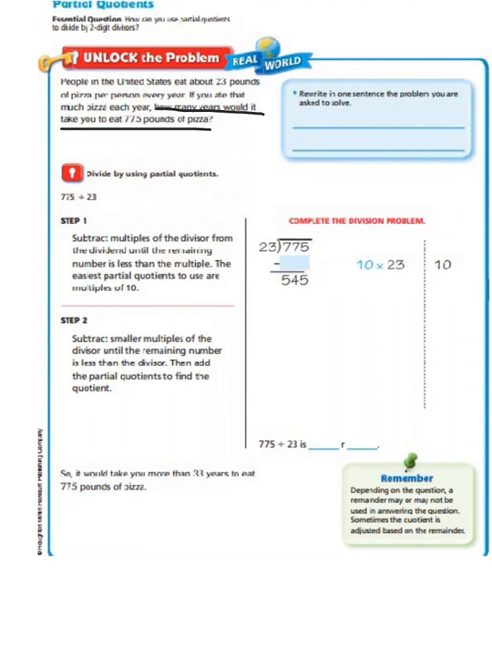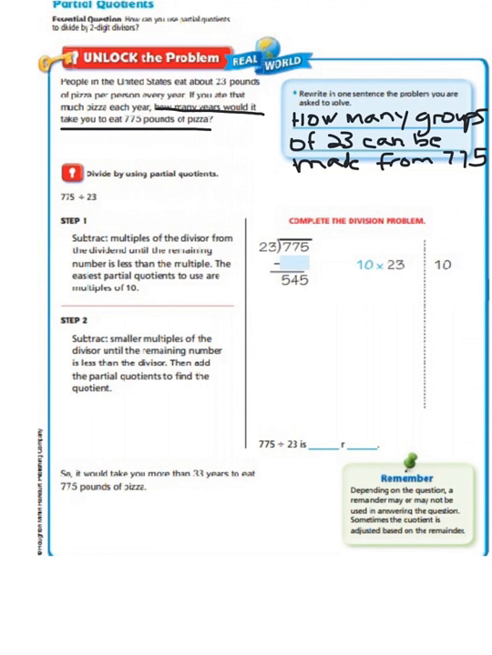Now, to rewrite that, we could possibly say how many groups of 23 can be made from 775.